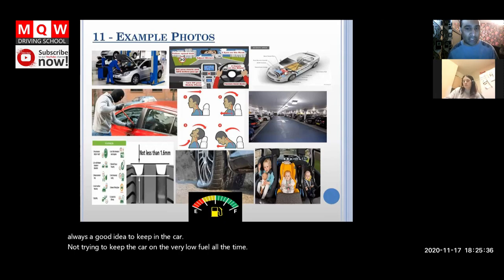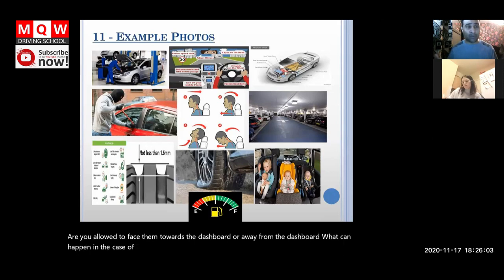Then you can see the children sitting in the car seat, in the child seat. Who is responsible for the seat? Parents. What age, what height does a child need a seat? What child needs a booster seat? Who is responsible for the seat belt? Are you allowed to face them towards the dashboard or away from the dashboard? What can happen in case of emergency? How will the airbag explode and how much danger can they be in? So this kind of thing.